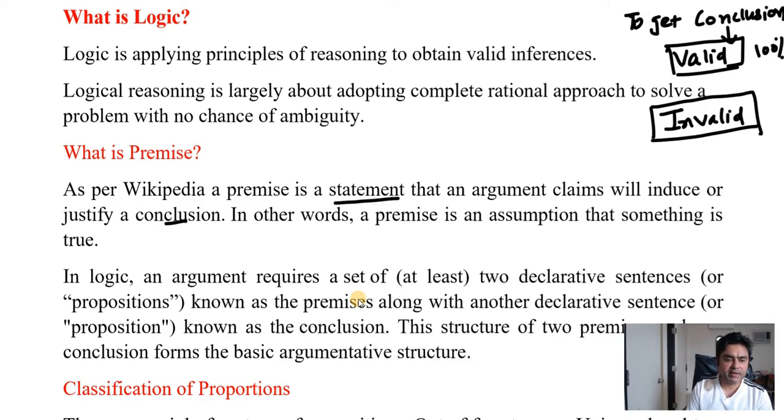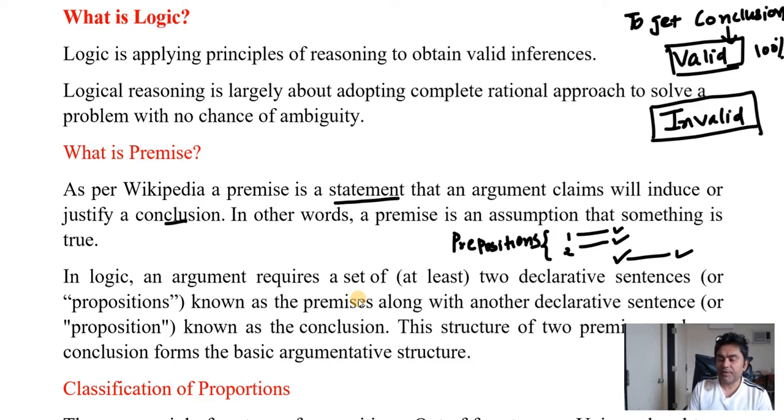So you have to write sentence 1 and sentence 2, and based on these two sentences you are going to build up a conclusion. These two sentences are known as declarative sentences, or in a book it is written as propositions. So when there are two propositions, based on these two propositions you build up a conclusion. This structure of two premises and one conclusion forms the basis of the argumentative structure.